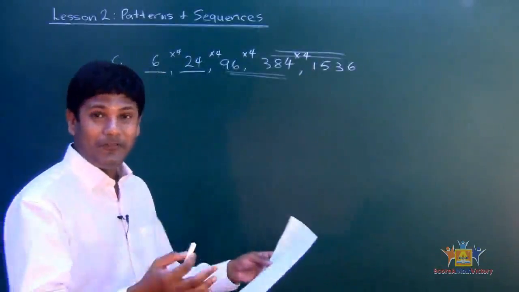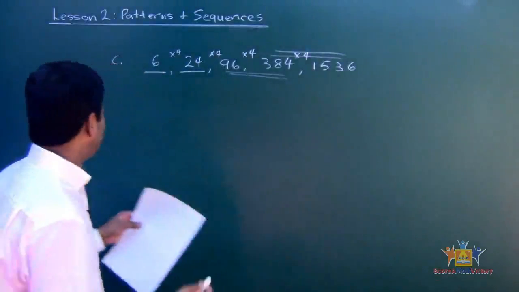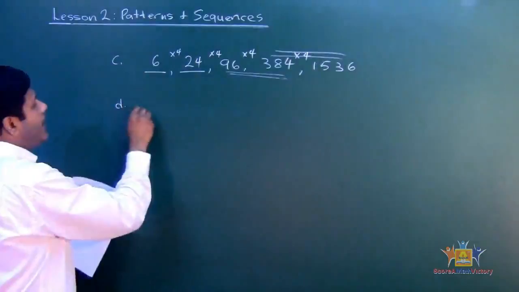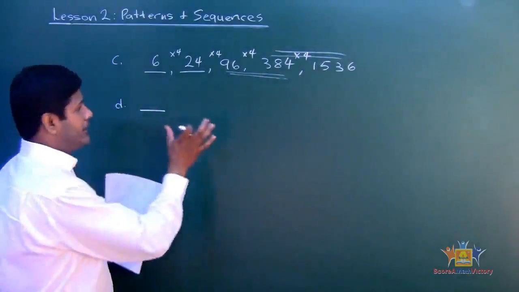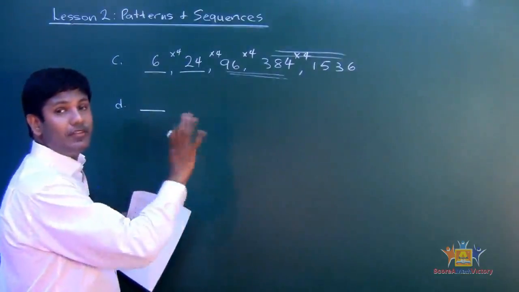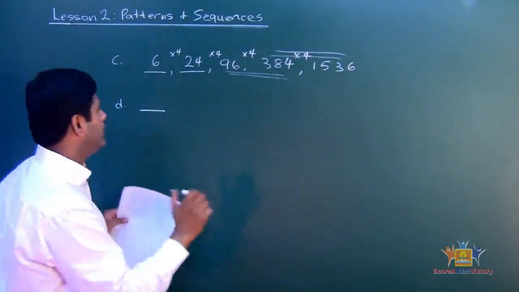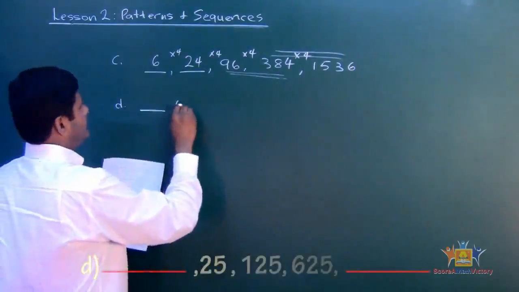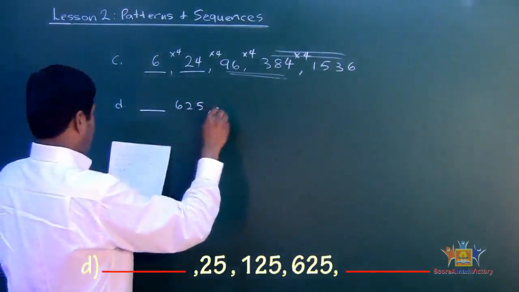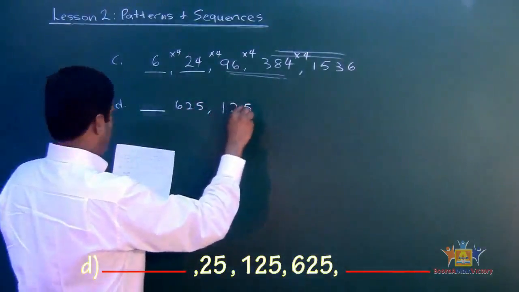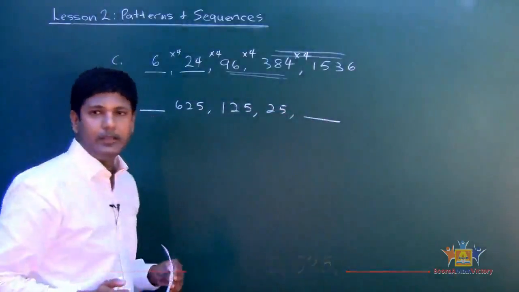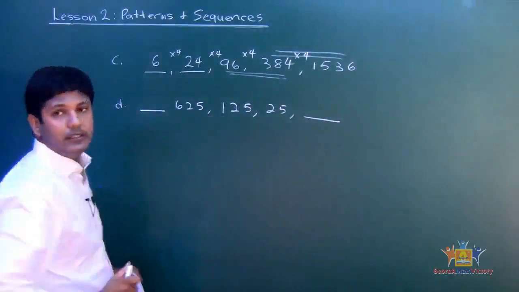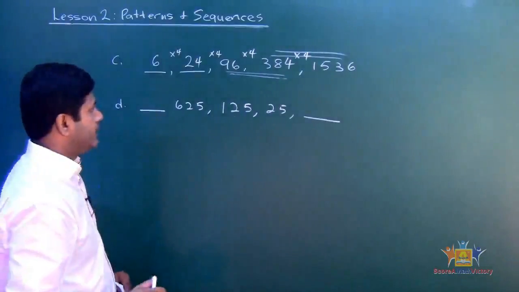Alright, my students, are you ready for problem D? Okay, problem D. I know, but it doesn't matter, because as long as I give you a sequence with 3 numbers, you should be able to find it. So I gave you 625, and then 125, and then 25, and then another blank. So we're going to use these as our deciding numbers.